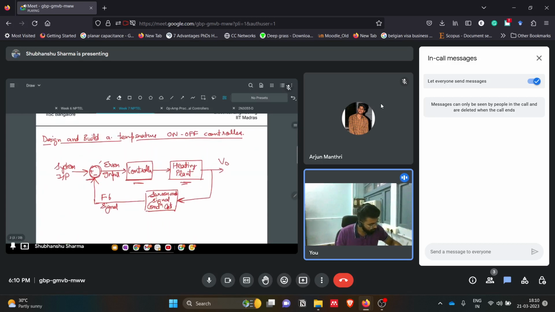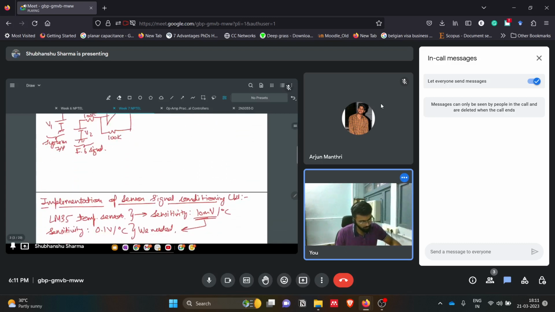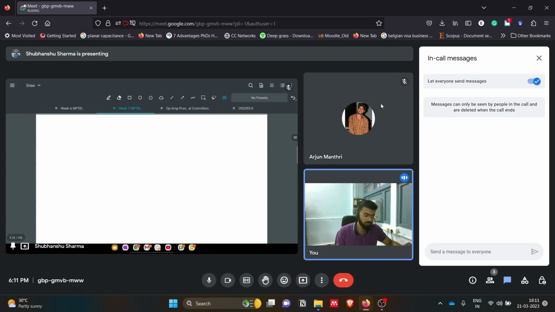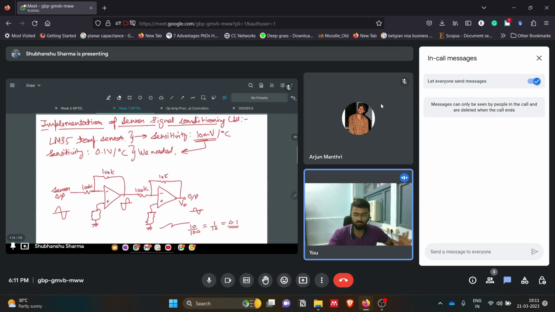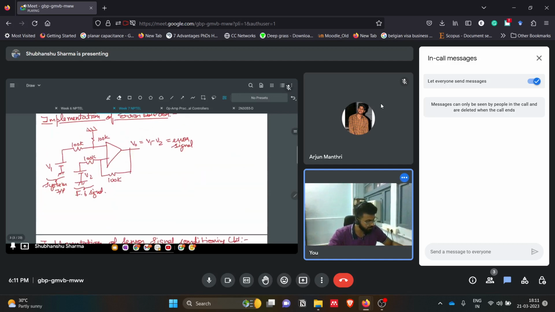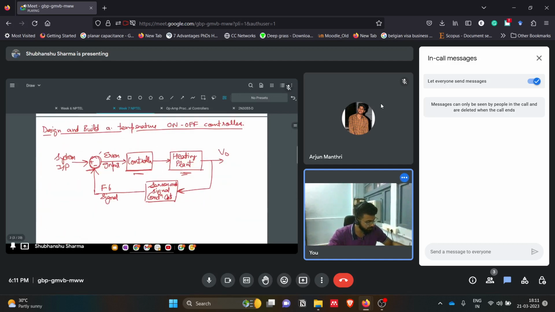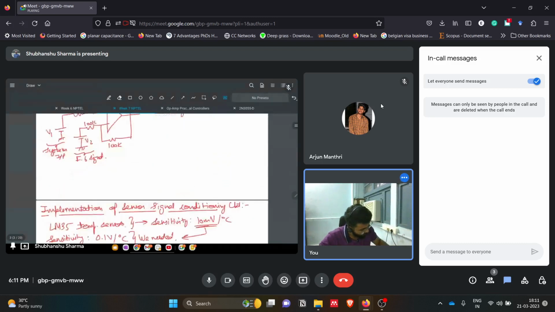So then we saw the error input, we saw the sensor and signal conditioning circuit. Now we'll talk about what we learned in this week 7 lecture. We talked about the heating circuit first. Now we have seen the sensor, signal conditioning circuits and the error detector. Now we will go towards this heating plant. So how can we realize that?